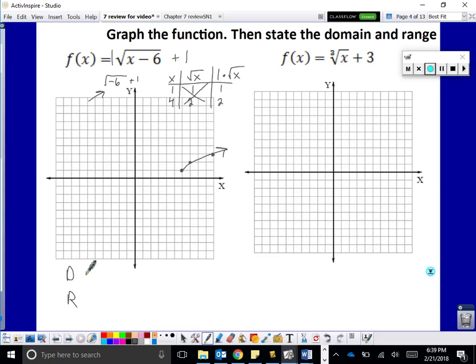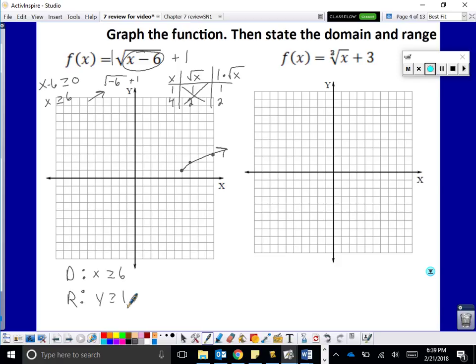Okay, so for my domain here, I'm going to say, well, x has to be greater than or equal to 6. That's coming either from my graph or knowing that you take whatever's on the inside, set it greater than or equal to 0, and solve for x. Okay? The range is going to be everything above 1, so I would say y is greater than or equal to 1.